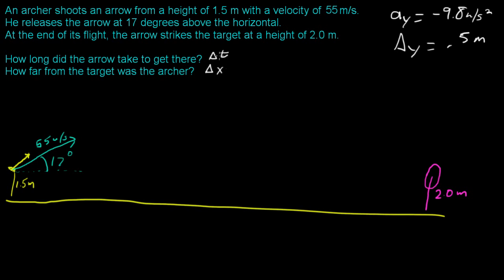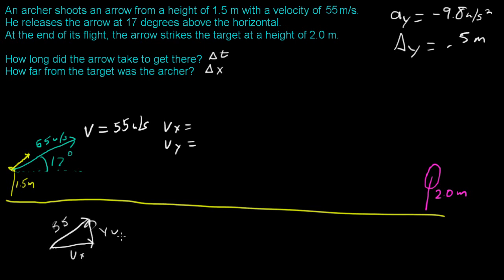Okay, so it looks like if we knew anything else, we could figure out delta t. Well, we do have some other information. We know v. This is just plain old normal v. Our velocity is 55 meters per second. What we need to do is break that up, and we want a vx and a vy. How can we do that? Well, our 55 meters per second can be broken up into a horizontal component and a vertical component. We can get vx and vy.